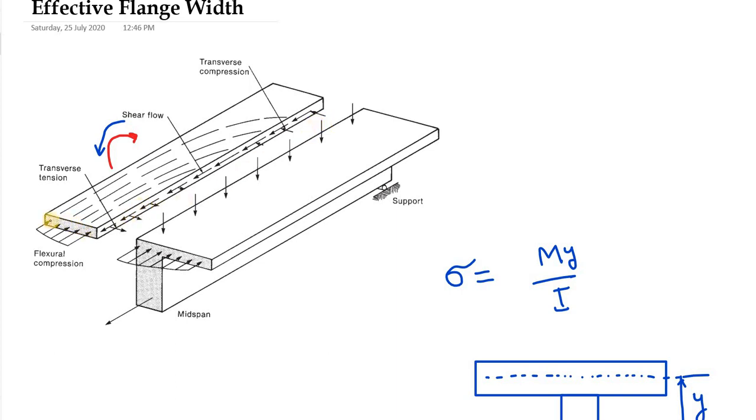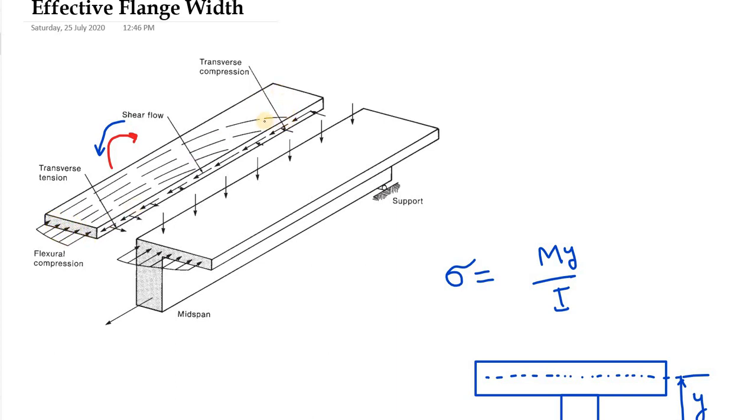The areas far from the web are then lightly stressed, and the areas near the web are more highly stressed. These lines, as you see over here, are showing the part of the cross section that is contributing to resisting the forces. Over here, no stress, and over here, all throughout the width, we have stresses.